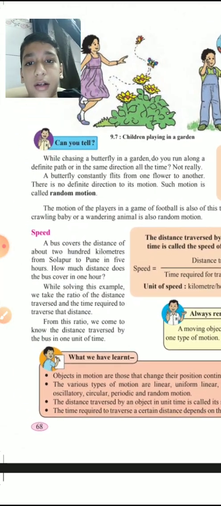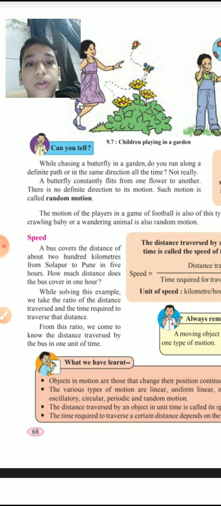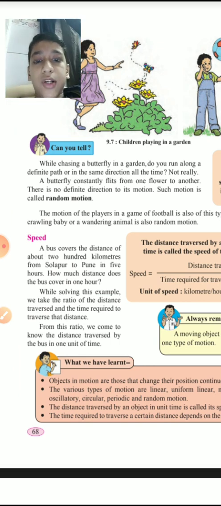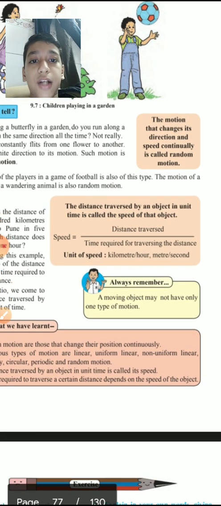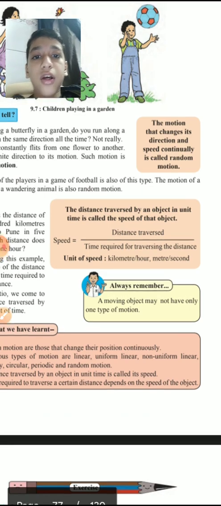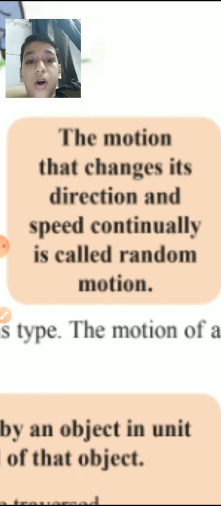Can you tell, when chasing a butterfly in a garden, do you run along a definite path or in the same direction all the time? Not really. A butterfly constantly flits from one flower to another. There is no defined direction to its motion. Such motion, which changes its direction and speed continually, is called random motion.